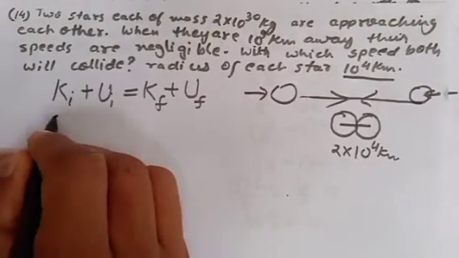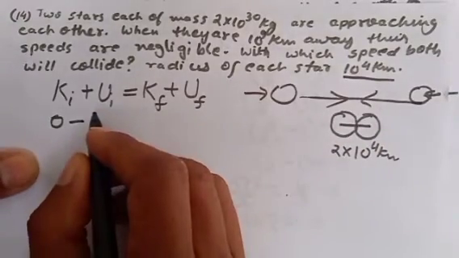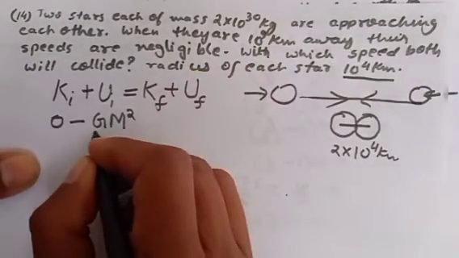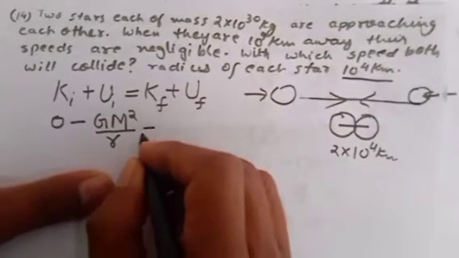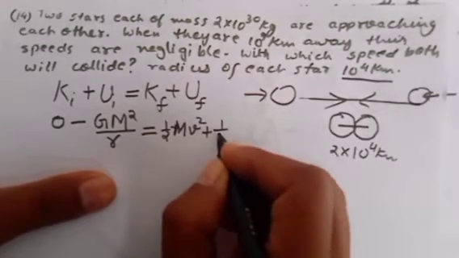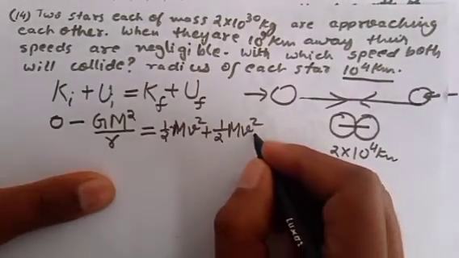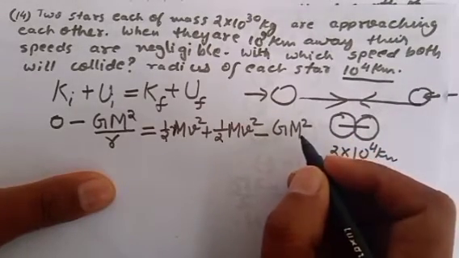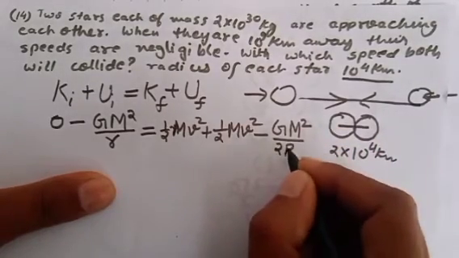Initially their speeds are negligible, so zero kinetic energy, but there is potential energy of the system, minus G. Both have the same mass, so right now I'm just using the symbol M, and the huge distance between them I'm writing as small r. Final kinetic energy is half mv square plus half mv square for both bodies, minus G M times M upon the distance of their separation. I'm writing it as 2 into radius.